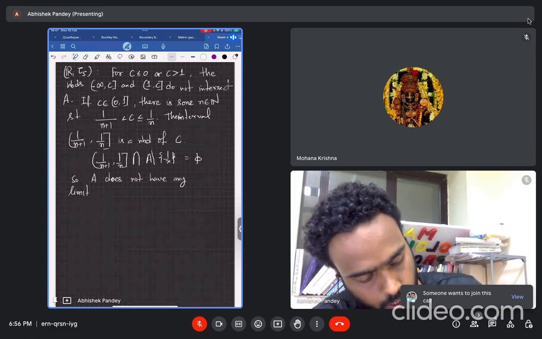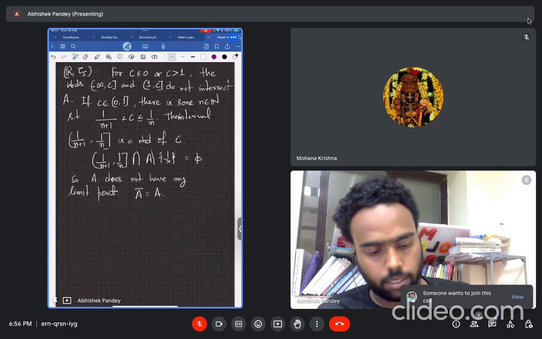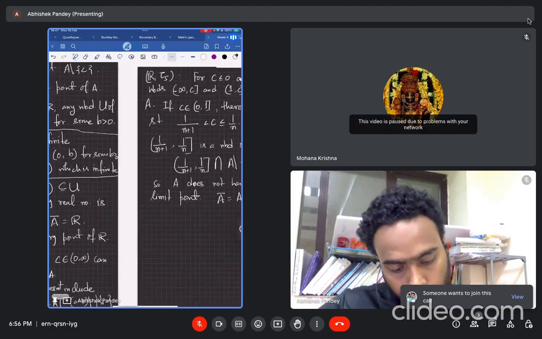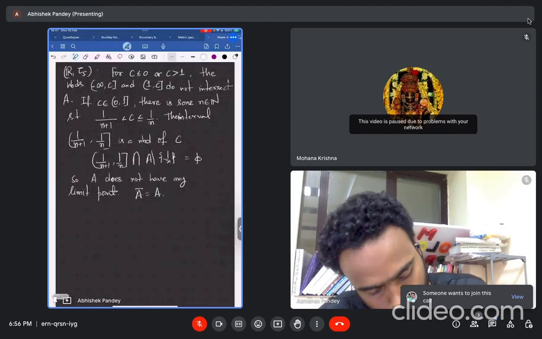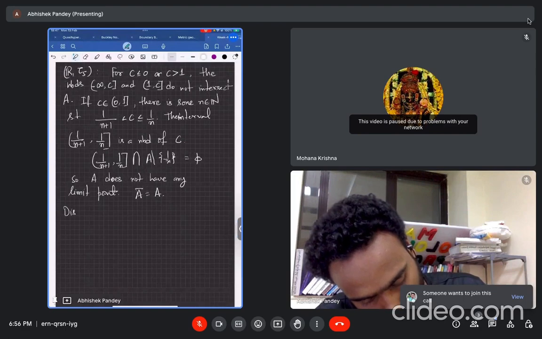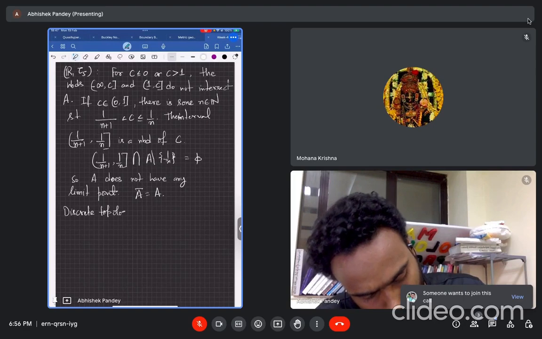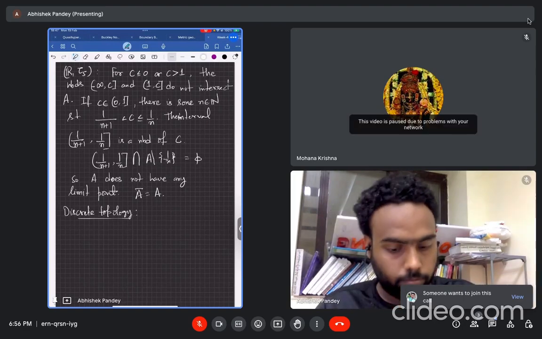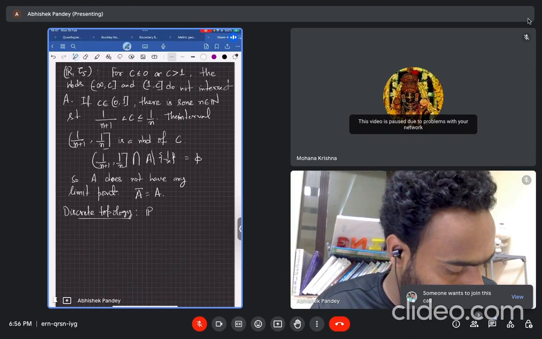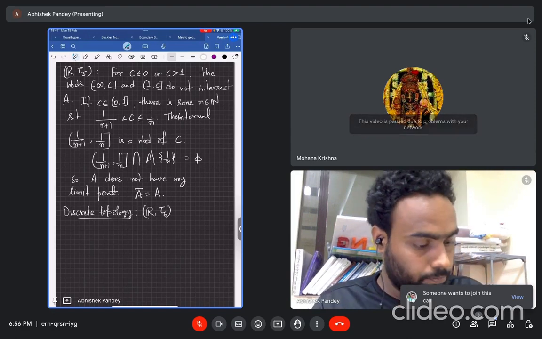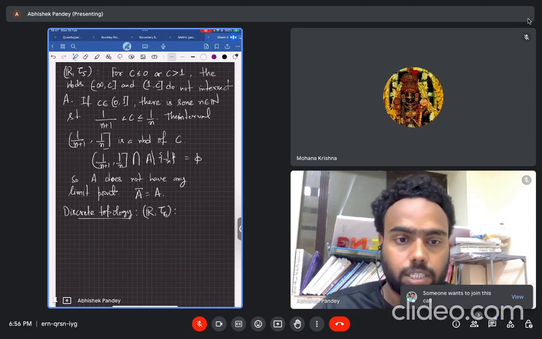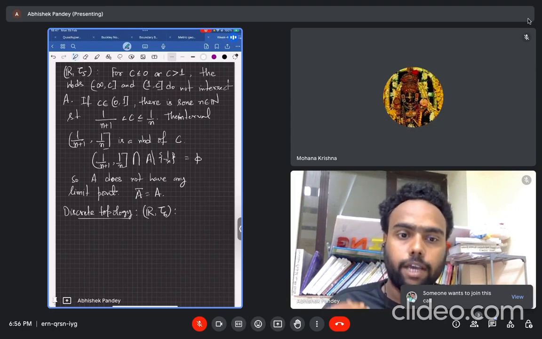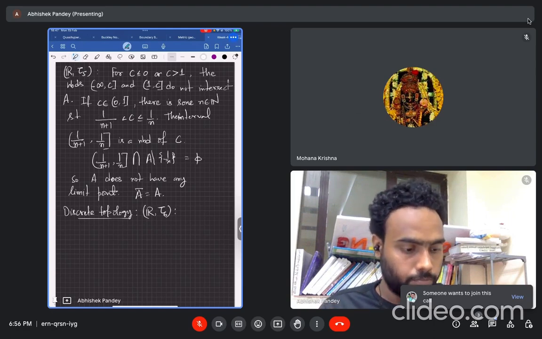Okay, so a closer is nothing but a in this topology. Now the last one is a discrete topology. So R with discrete topology. In this case we know that in discrete topology every set is an open set, which means every set is a closed set also.